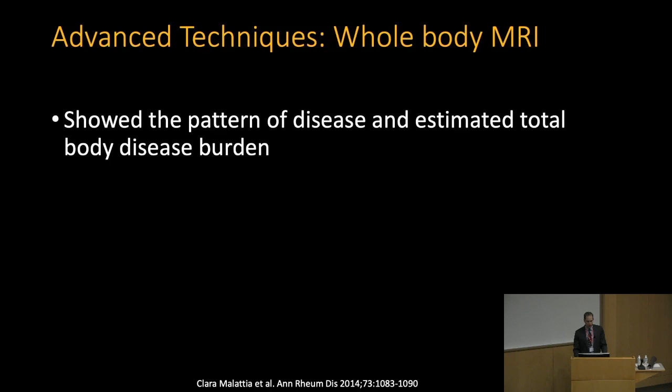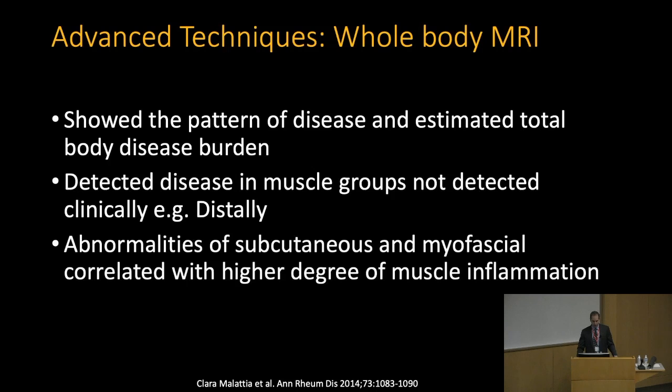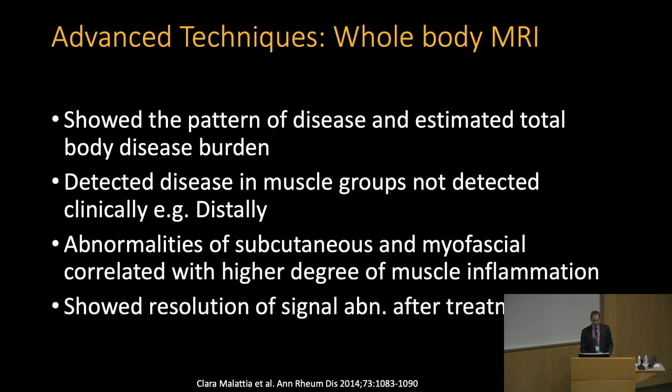So what were the findings? It showed the pattern of disease and estimated the total body disease burden, detected disease in muscle groups that were not detected clinically, for example, distally. The abnormalities in the subcutaneous and the myofascial areas correlated with higher degree of muscle inflammation, and it was able to show resolution of signal abnormality after treatment.